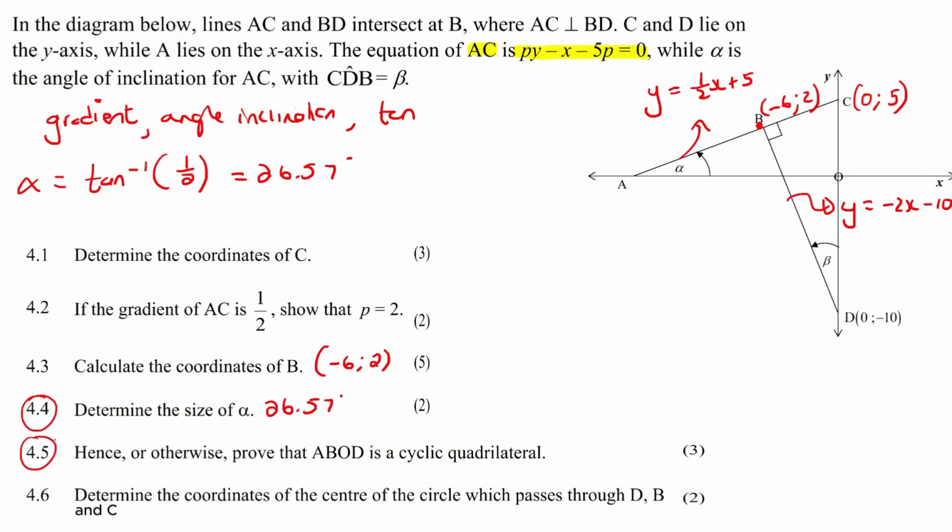Next question says, hence or otherwise, prove that ABOD is a cyclic quad. ABOD is a cyclic quad. Can you see it? I can see it already. It's probably going to be the bow tie. Check this bow tie here. There.